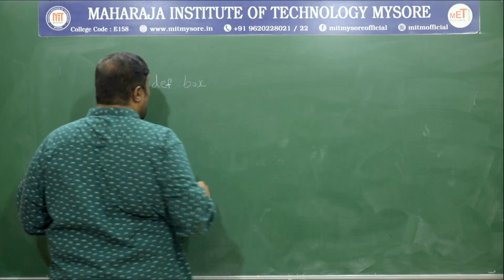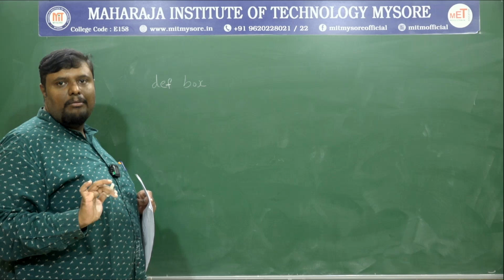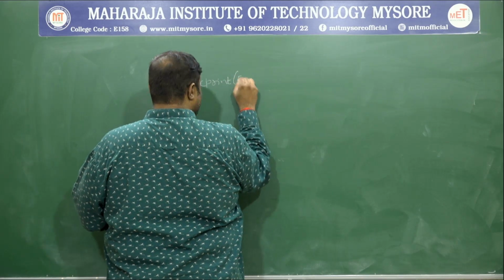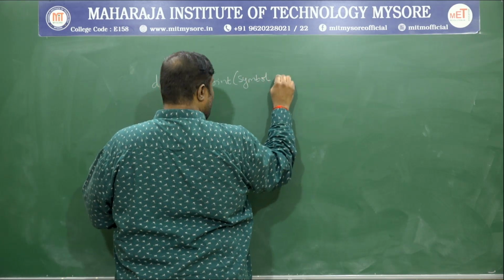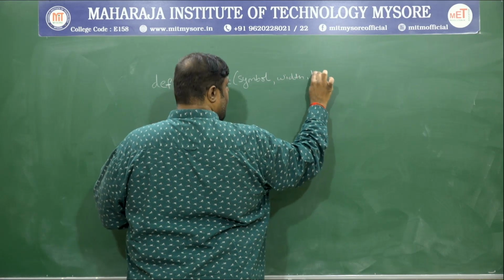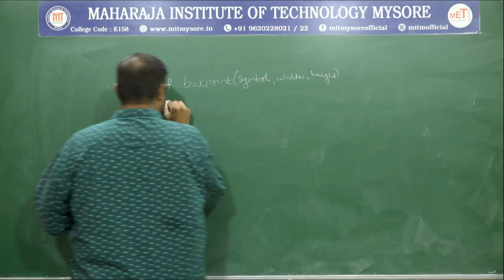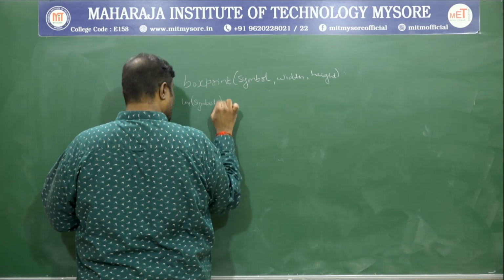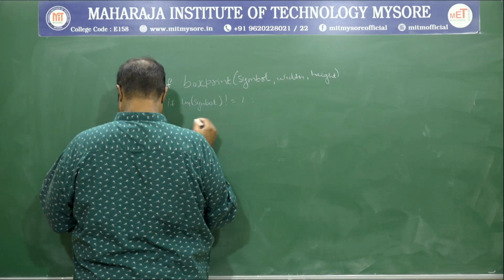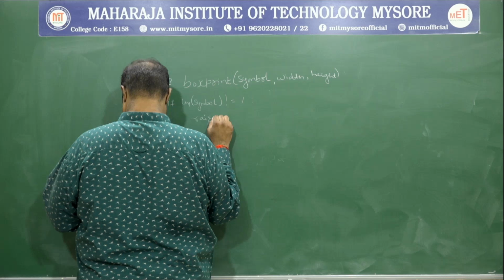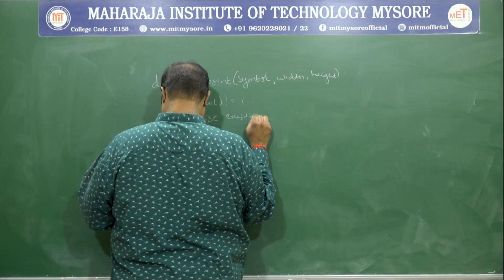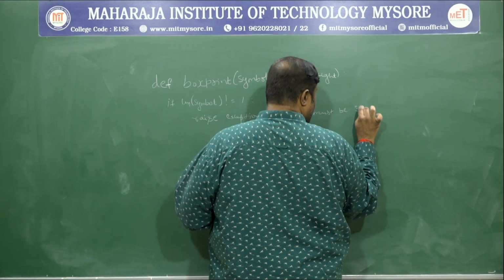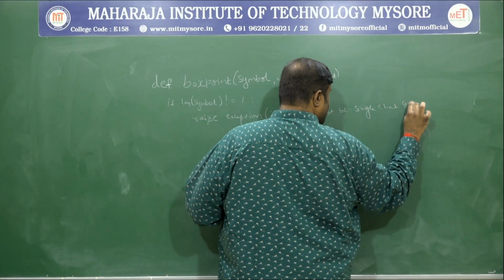I'm defining a new function. I know you already know how to create functions and procedures. So I'm creating a function box_print, which takes three variables: symbol, width, and height. If the length of the symbol is not equal to 1, I'm raising an exception saying symbol must be single character string. Single character.